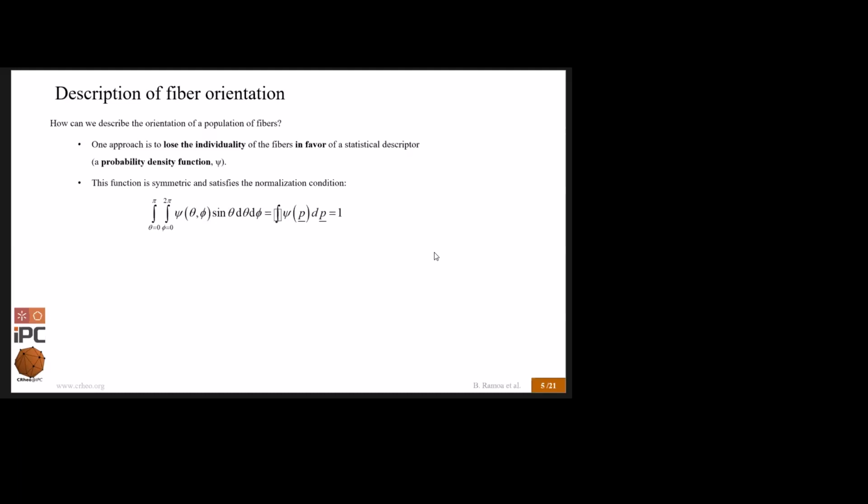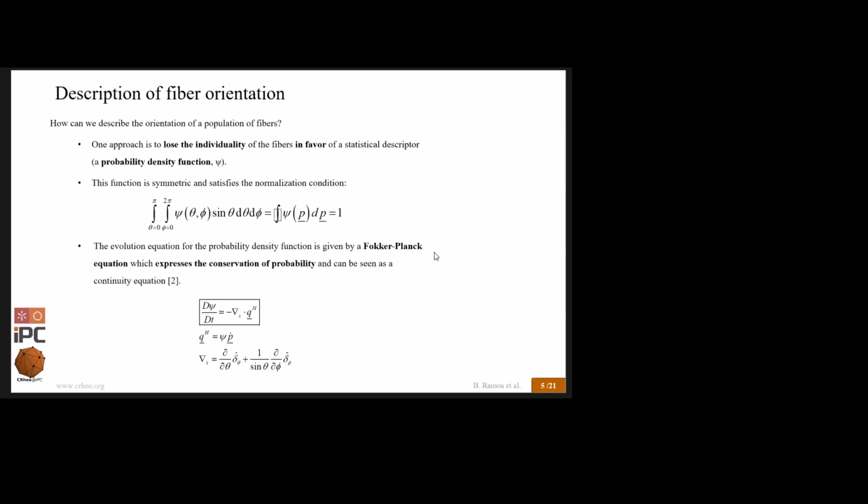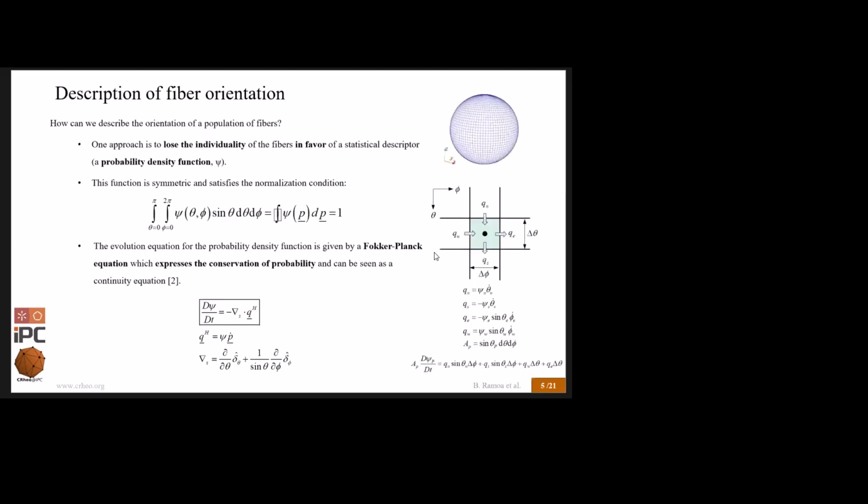Okay, so maximum 100% of orientation. You can also find evolution equations from the probability density function equation, which is usually known in literature as the continuity equation for fiber orientation due to the similarity of the continuity equation. You have the material derivative of the probability density function is going to be equal to the divergence of the flux of probability of something.